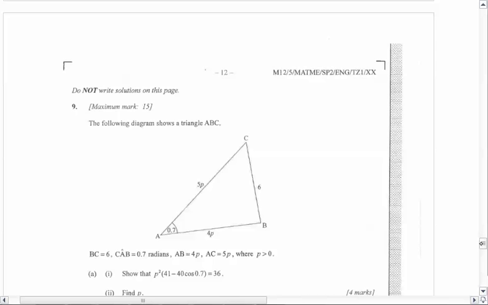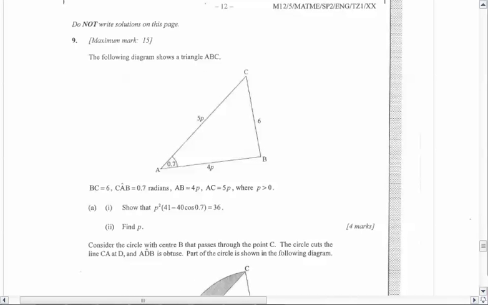Okay, now for question 9, a trigonometry problem. To show that this is the case, I'm given this triangle. I want to show that p squared times all this is equal to 36. What might I do? Well, I see the cosine in here, so I'm thinking maybe cosine law? Let's try that.